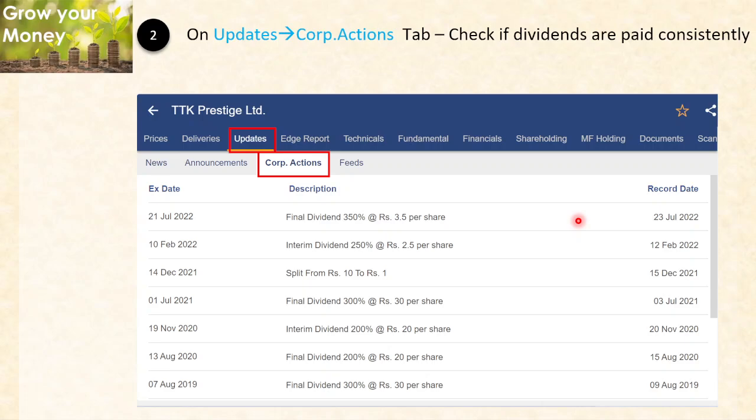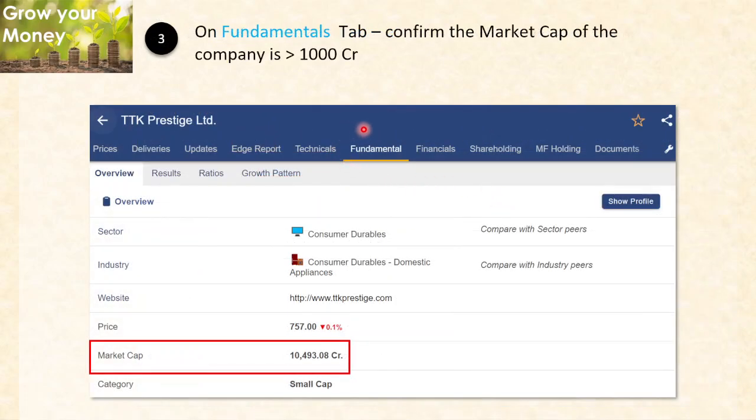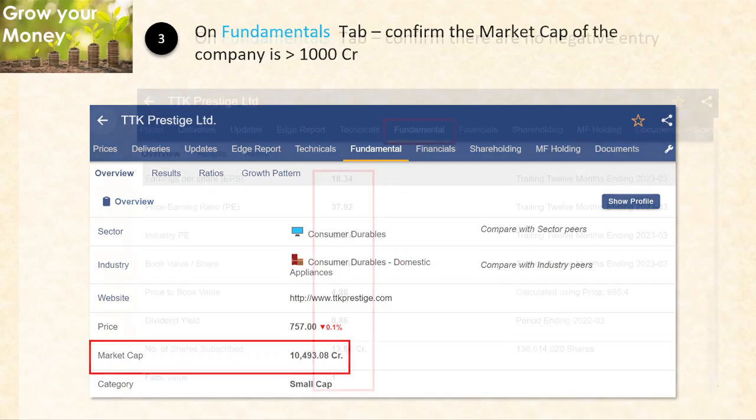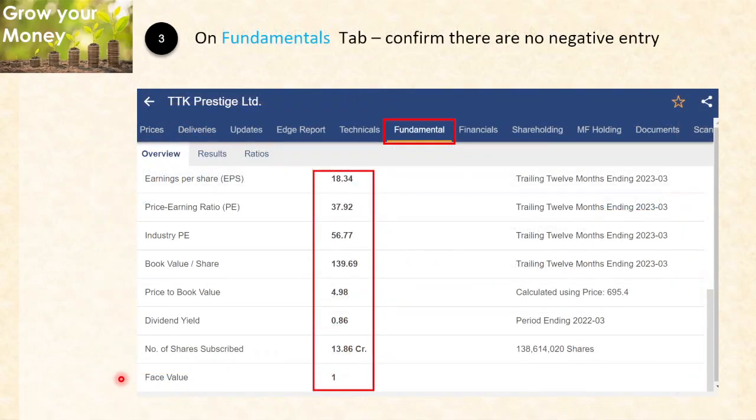Once we have confirmed this, we will go to the fundamentals tab and see that the company market cap is at least greater than 1000 crores. So here in this example, it is 10,000 crores, which is good enough for us. And also if you go down in the same page in the fundamentals, you will see some of the parameters like earnings per share or price to earning. These values should always be positive. Any of those values, if you see that it is negative, then do not get into that company. That means the company is not doing well.